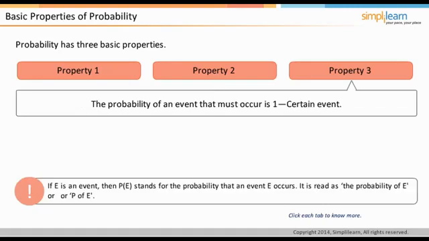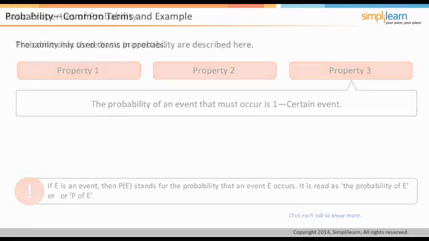Property 3 states that the probability of an event that must occur is 1. In other words, an event that must occur is called a certain event. If E is an event, then the probability of its occurrence is given by P of E. It is also read as the probability of event E.